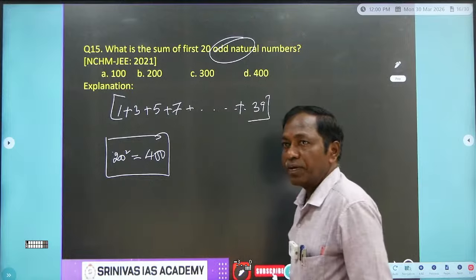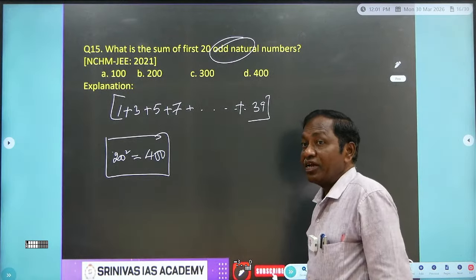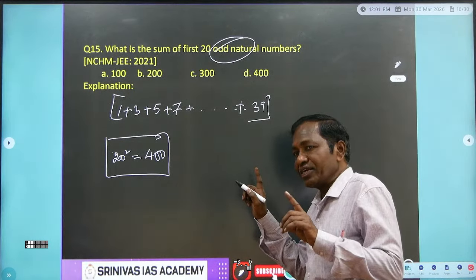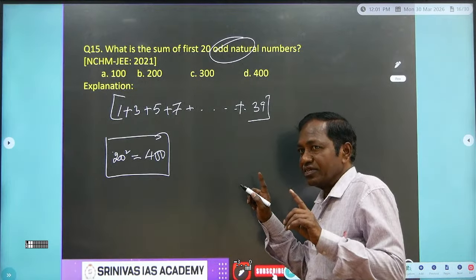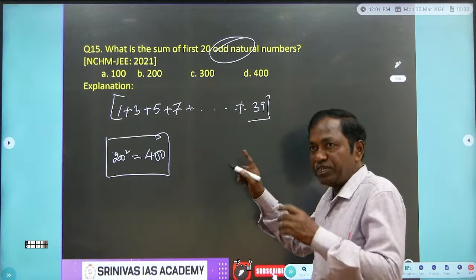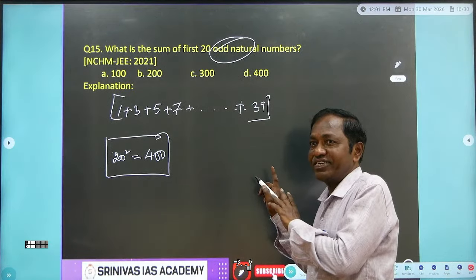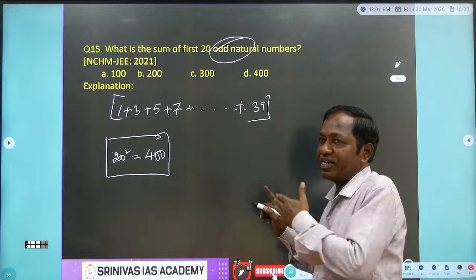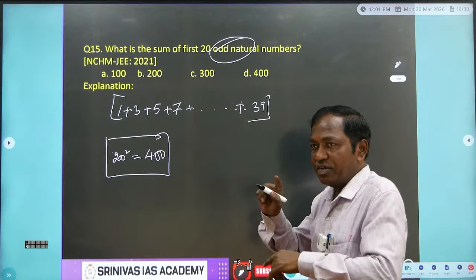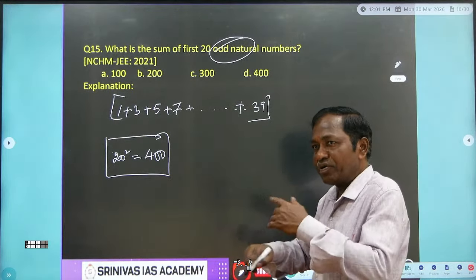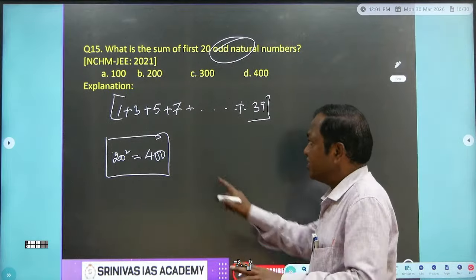Because 39 is... 1 to 19, no, sir. 1 to 19, only odd numbers you are taking. So if there are 20 odd numbers, it means 40 numbers you have to take. 40 is an even number, so up to 39 you can take. Consecutive numbers are like that: 1 is an odd number, 2 is an even number, odd, even. This is the one thing.